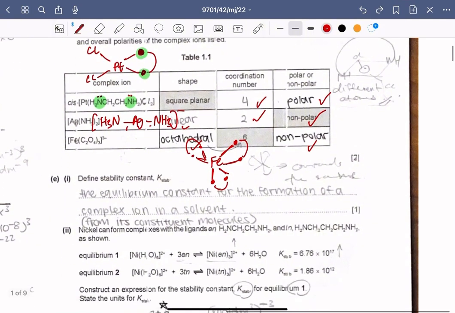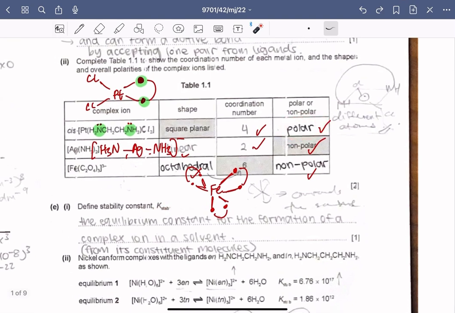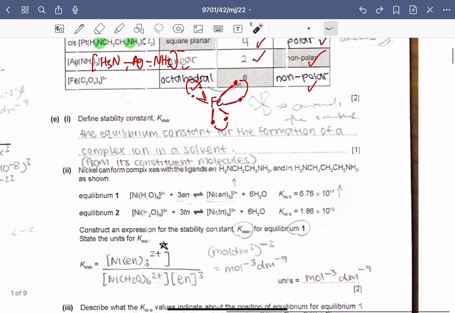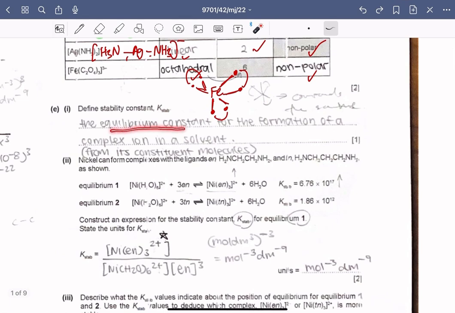Next, define the stability constant. Oh, and also this one is polar because it's actually not going to be symmetrical. If the N is bonded to here, there's no way this compound is going to be symmetrical. So, define stability constant, K-step. K-step is actually the equilibrium constant for the formation of a complex ion in a solvent from its constituent molecules.